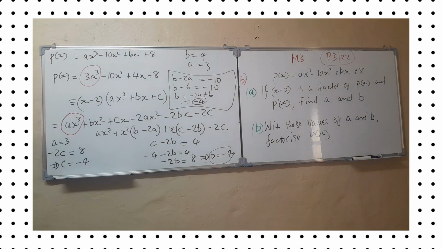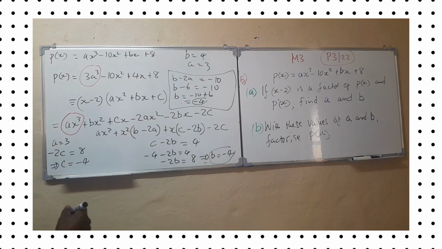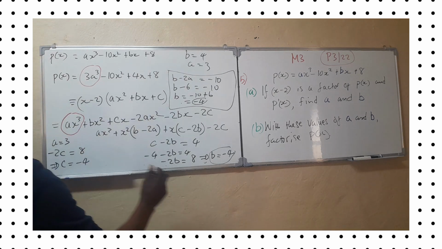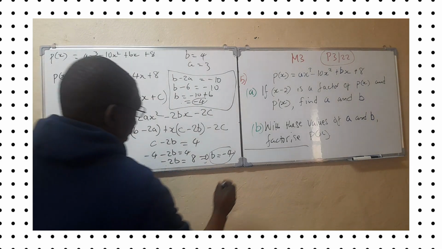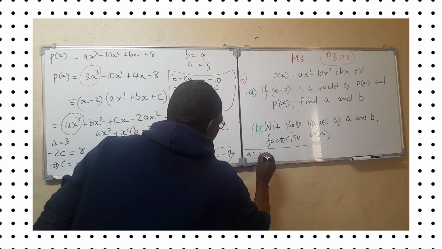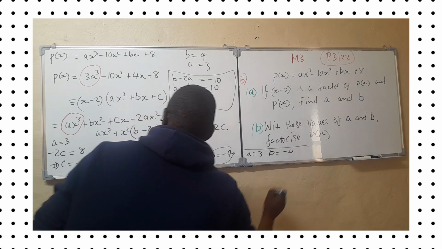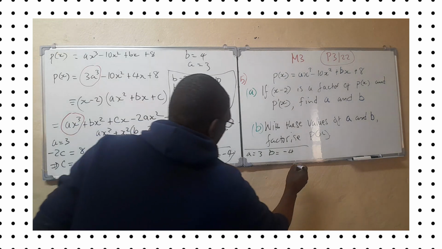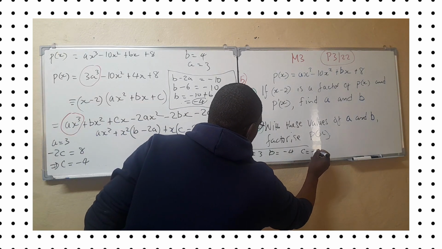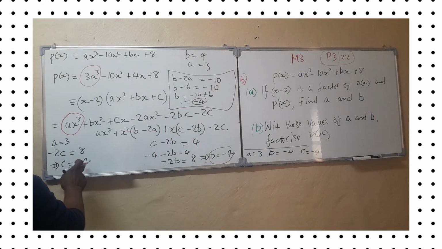Right, so now we have found our constants here. So allow me to write them here, to just book them here. So we said a is equal to 3, b is equal to minus 4, and c is equal to minus 4. Is that right? Is that what we got here? We got c is minus 4. Yeah, c is minus 4.